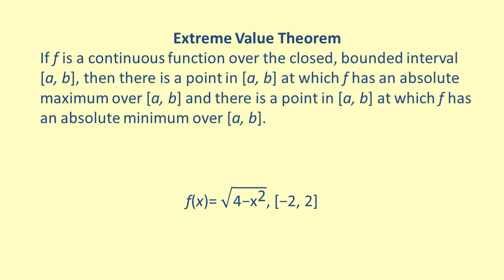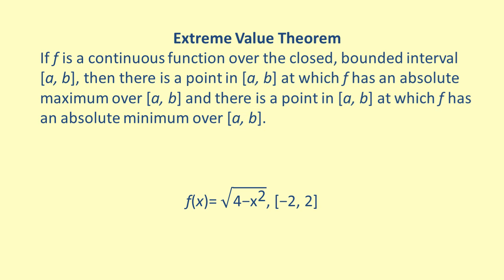The extreme value theorem states, if f is a continuous function over a closed bounded interval [a, b], then there is a point in [a, b] at which f has an absolute maximum over [a, b], and there is a point in [a, b] at which f has an absolute minimum over [a, b].